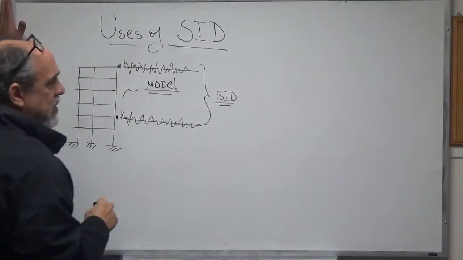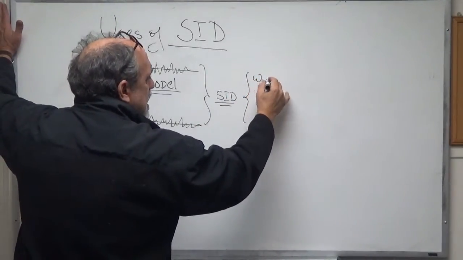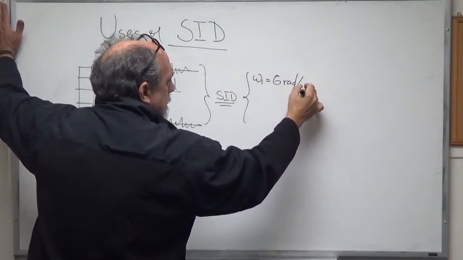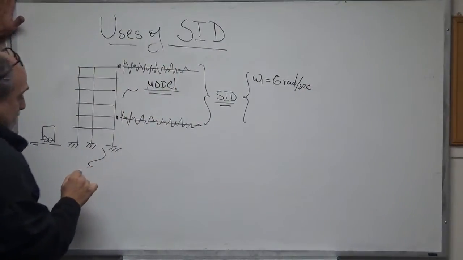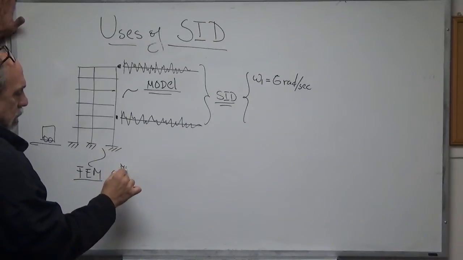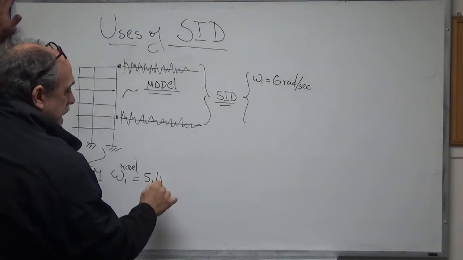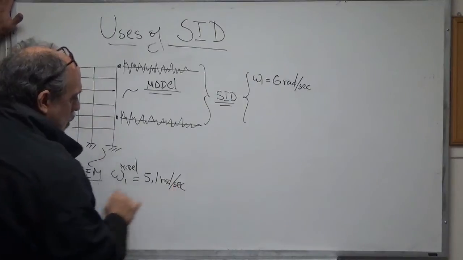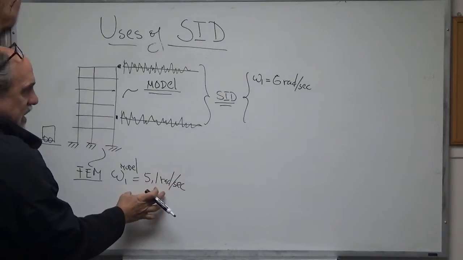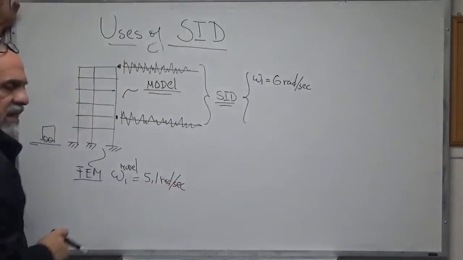And from that system identification, again, I'm keeping it very fundamental right now, but let's say that we find that the first frequency is 6 radians per second. Then we had a finite element model, right? And in our finite element model, the first frequency of the model may have been 5.1 radians per second. So what do we conclude? Well, our model is not that great. We are missing the resonance, which actually in reality on this building is at 6 radians per second. Our model is saying that it's at 5.1.